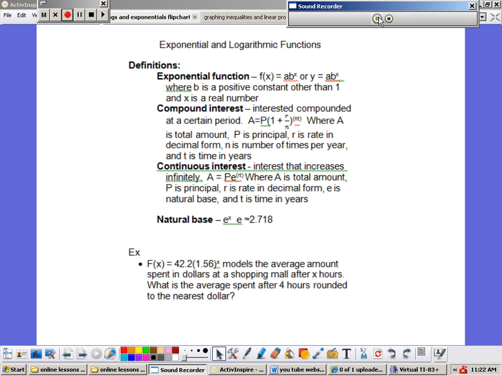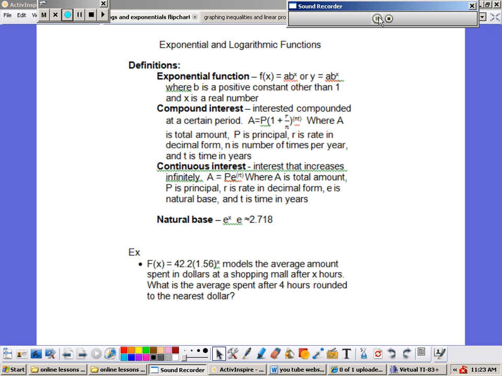And then we have continuous interest. That's interest that increases infinitely, meaning that it does it all the time. So A is still the total amount, interest and the principal. P is your principal. r is the rate in decimal form. e is your natural base, and I'll show you where that is and how to use it. And t is still time in years. Your natural base is approximately 2.718, and there is a button on your calculator that does natural base, or the e, so I'll show you where that is also.